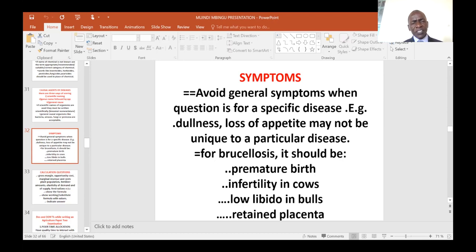Now, state two symptoms of brucellosis. Number one, premature birth. That one is a symptom of brucellosis. We don't see it in many other diseases. Infertility in cows, low libido in bulls, and retained placenta. Those are very specific symptoms that we don't see in animals suffering from other diseases.